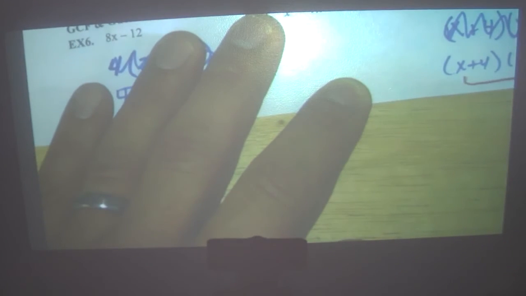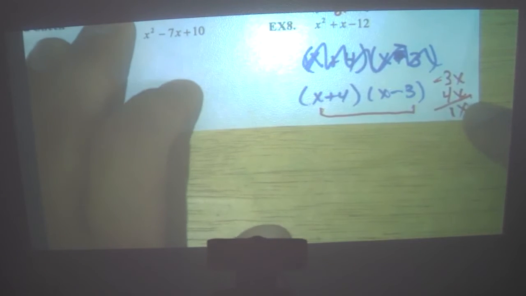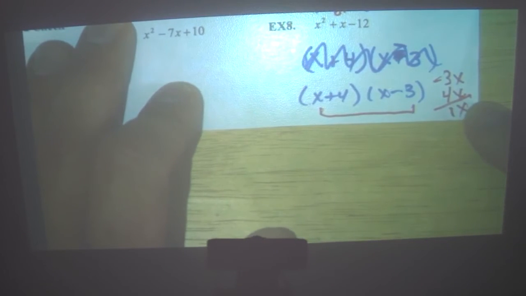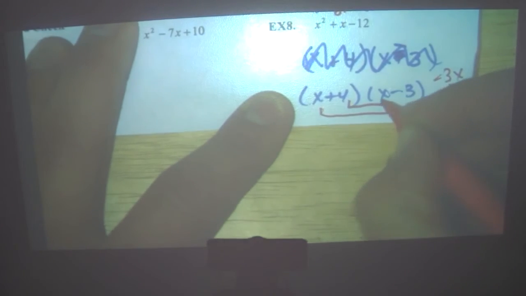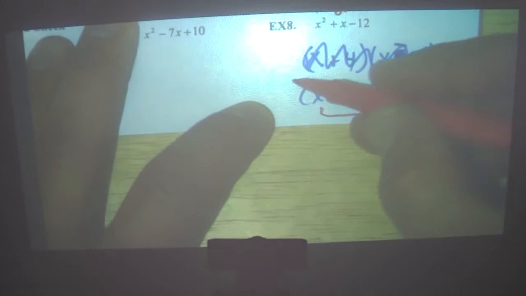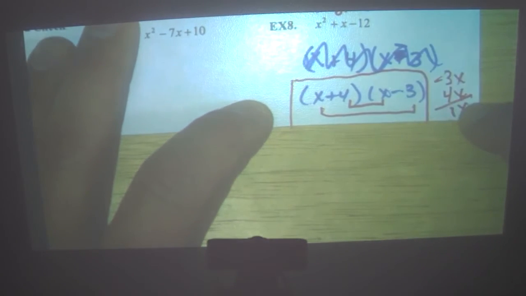We always like to check your outers and inners here. That's a negative 3x. 4 times x is a 4x. That's 1x, and that's what we wanted. So x plus 4, x minus 3. I've done what we call the OI check, my outers and inners, and it works out perfect. So double check. I always say check the nose and smile of SpongeBob. Make this guy like a box. Kind of looks like SpongeBob.